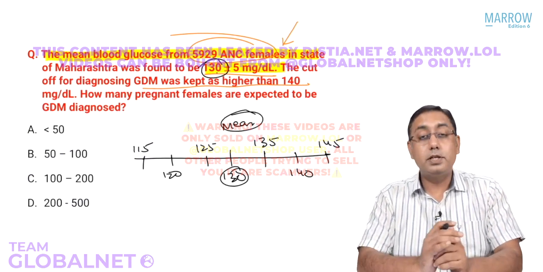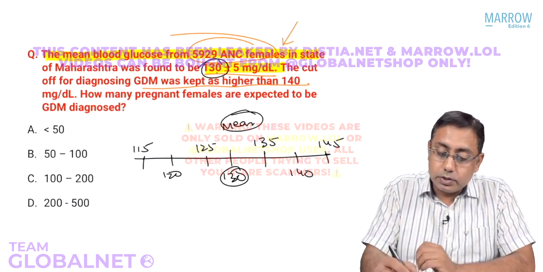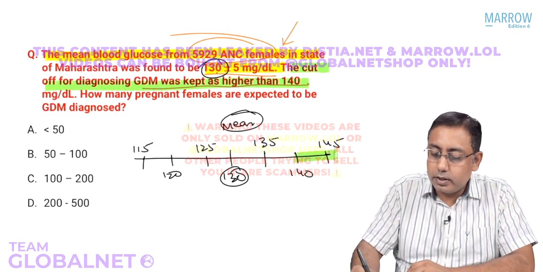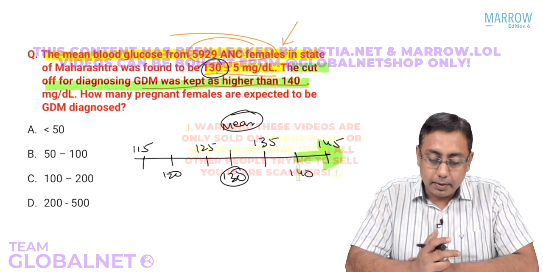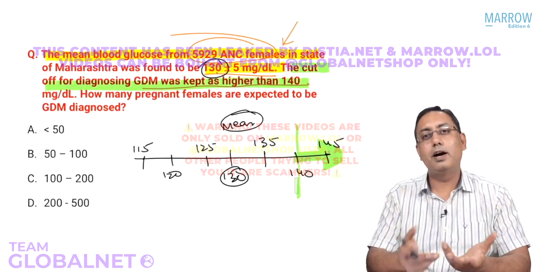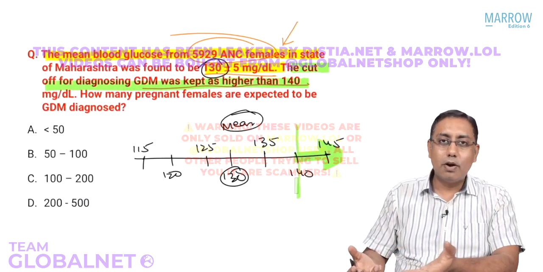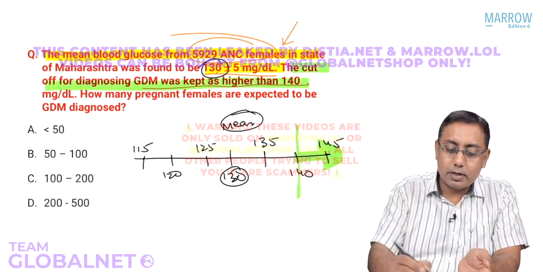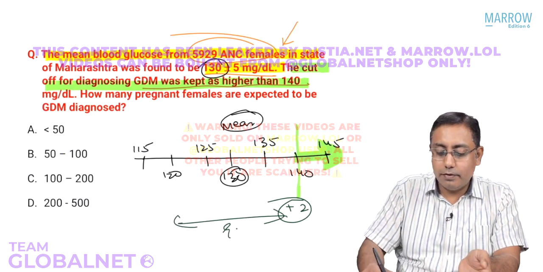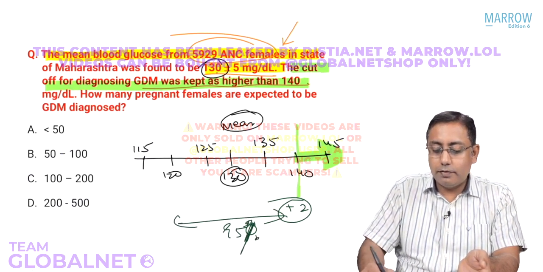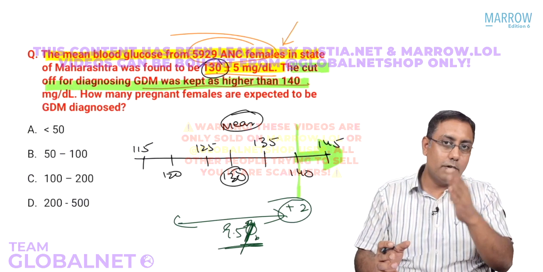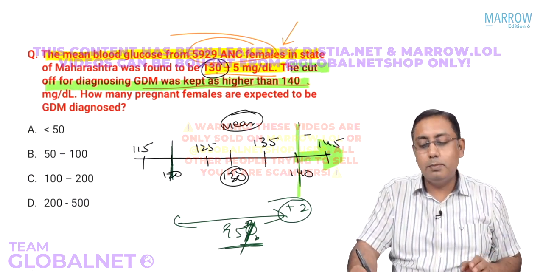Okay. So now the MCQ says the cutoff for diagnosing GDM was kept at higher than 140. So beyond this, people were called as diabetic, GDM. How many pregnant females are probably GDM diagnosed? So technically this question is saying how many people are more than 140. You already did that a couple of times. 140 stands at what standard deviation, beta? It stands at plus 2 standard deviation. How much population is between minus 2 and plus 2? 95%. So out of 100, 95% gone. How much is remaining? 5%. 2.5 will be less than 120, 2.5 will be more than 140.